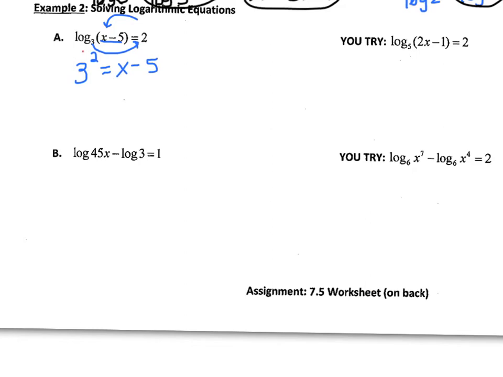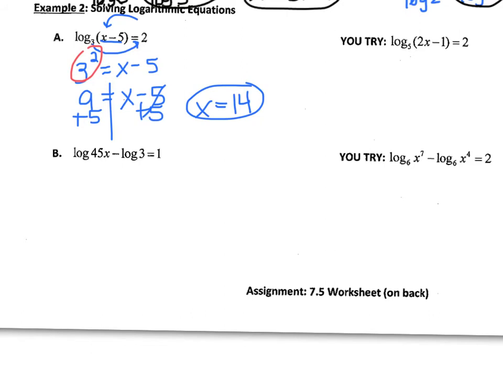The first thing is to figure out 3 to the second, which is 9. So 9 equals x minus 5. We will add 5 to both sides, and our final answer is x equals 14. Try the next one. It'll be fairly easy. You'll rewrite it in exponential form. 5 to the second equals 2x minus 1.